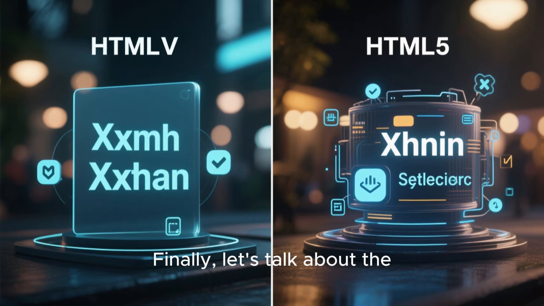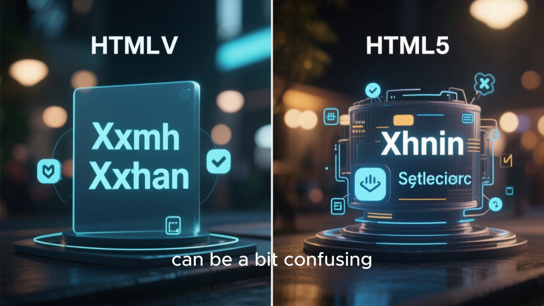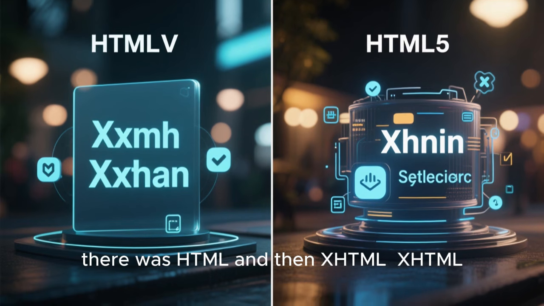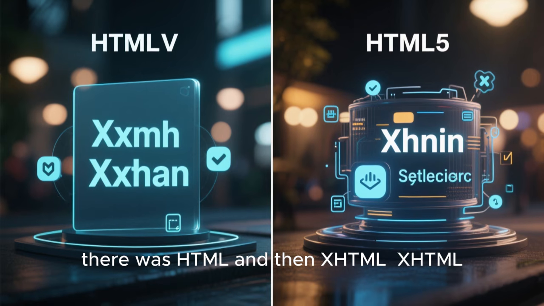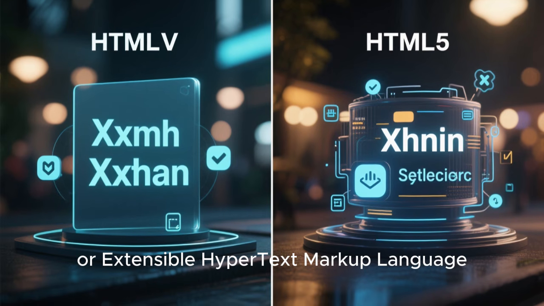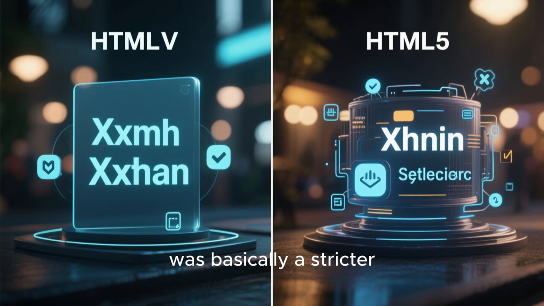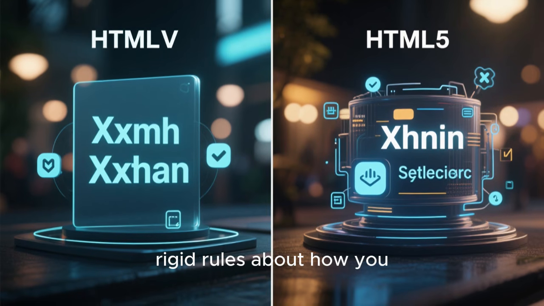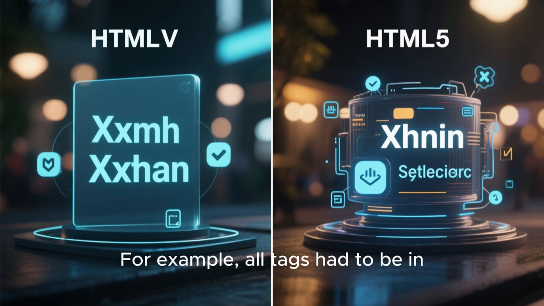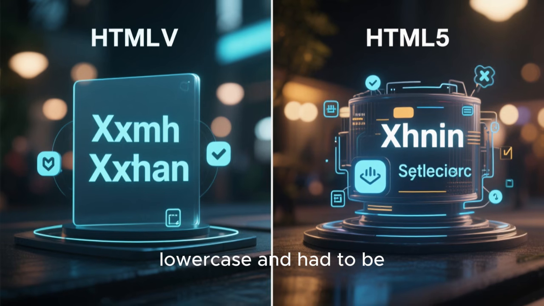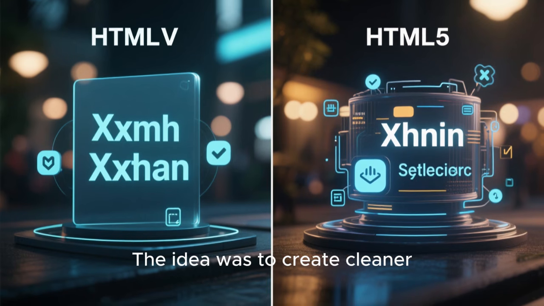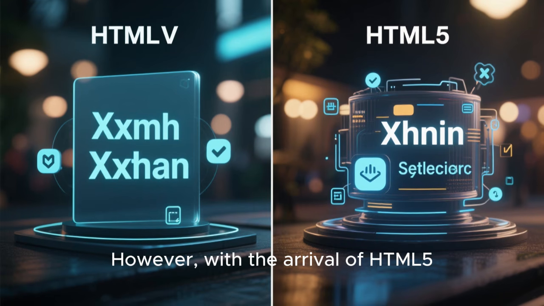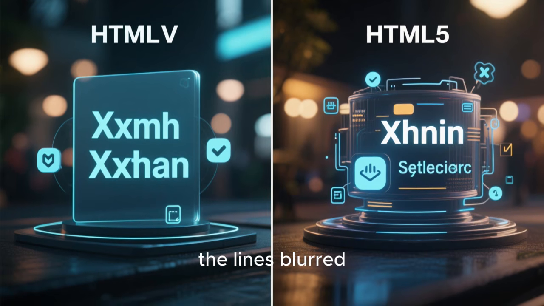Finally, let's talk about the types of HTML. This can be a bit confusing, but we can simplify it. In the early days, there was HTML and then XHTML. XHTML, or Extensible Hypertext Markup Language, was basically a stricter, more XML-based version of HTML. It had very rigid rules about how you had to write your code. For example, all tags had to be in lowercase and had to be properly closed. The idea was to create cleaner, more consistent code.